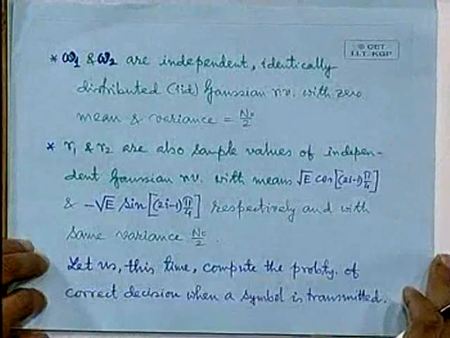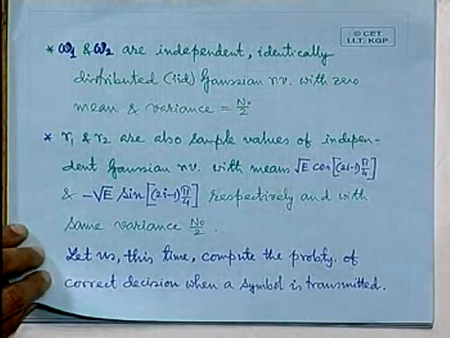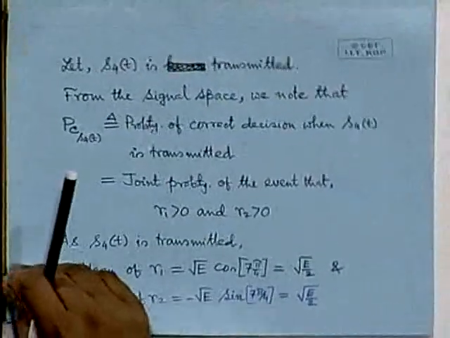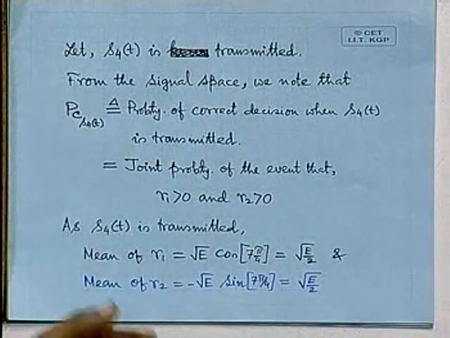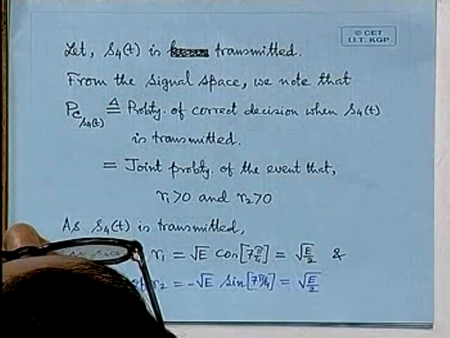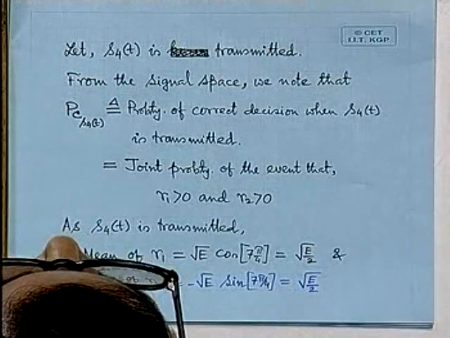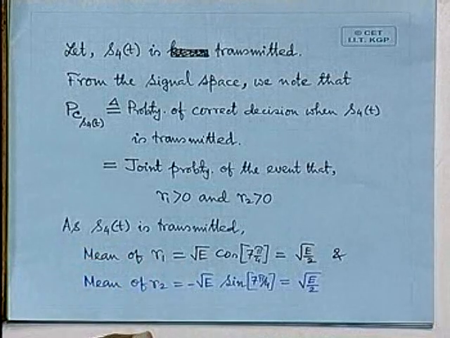So, let us compute the probability of correct decision when a symbol is transmitted. Let us consider that S4 is transmitted. S4 is in the first quadrant, is it not? Can you guess anything about R1 and R2? Both are positive.